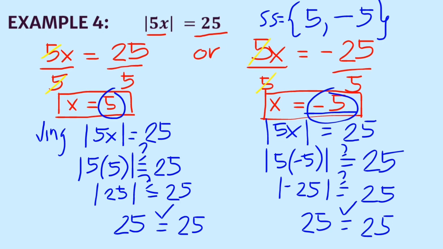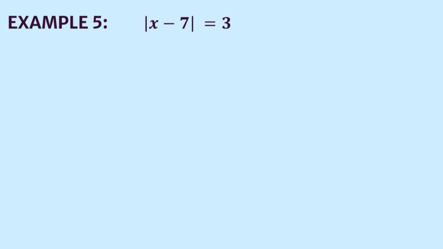Okay, let's have another example. Example 5. Okay, so for statement 1, we have to take out the expression inside the absolute value notation, which is x minus 7, and equate it to the positive value of the right hand side, which is 3. And for the second statement, take the expression inside the absolute value notation and equate it to the negative value of the right hand side, which is negative 3.